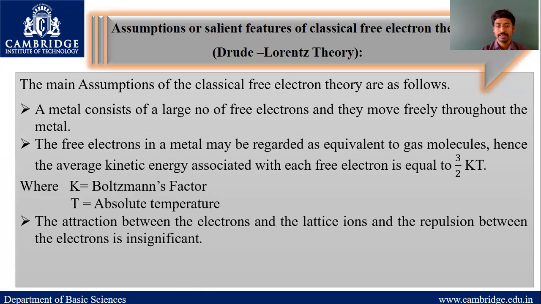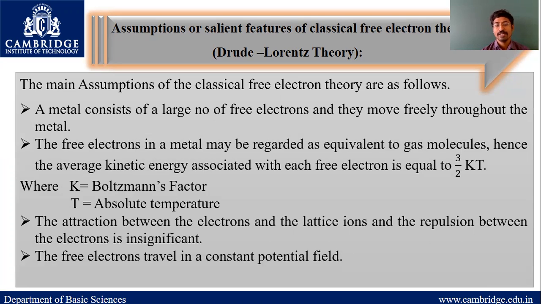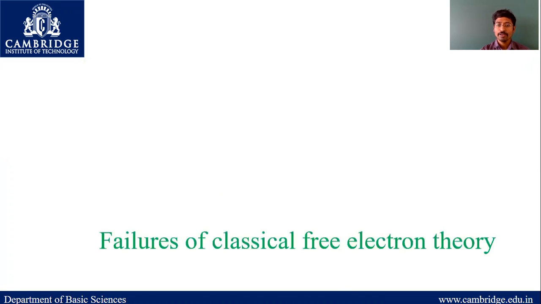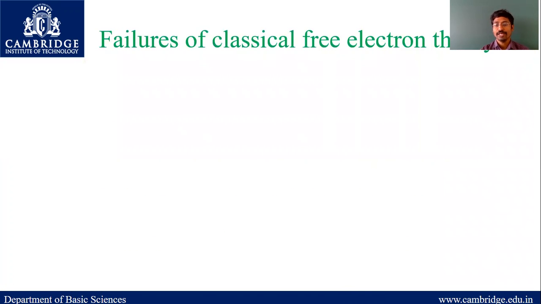Is it clear now? That is the third assumption. And the fourth assumption is that the free electrons travel in a constant potential field. These are the four assumptions given by Drude and Lorentz, or these assumptions are also called the Drude-Lorentz theory assumptions. Next, we will consider what are the failures we got in the classical free electron theory.